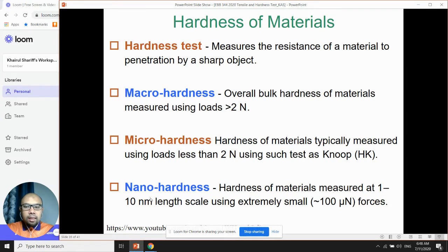For the hardness test, normally we divide it into three types. Number one is macro hardness, number two is micro hardness, and number three is nano hardness. What is the macro? What is the micro? What is the nano? You can see the definition here. But normally for metal testing, we focus on only two types of hardness test, which are macro and micro tests.